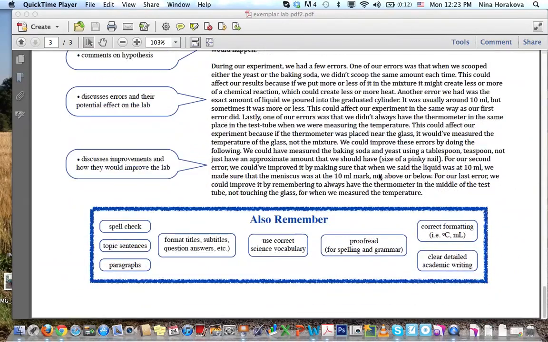Before you turn your lab in, don't forget to check your spelling, your choice of language, your complete paragraphs or topic sentences, and whether you labeled everything correctly.